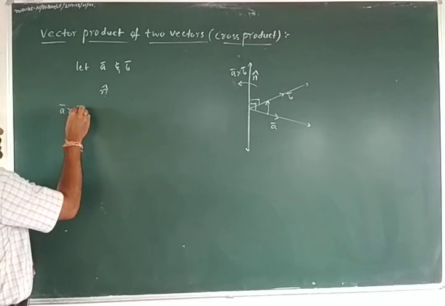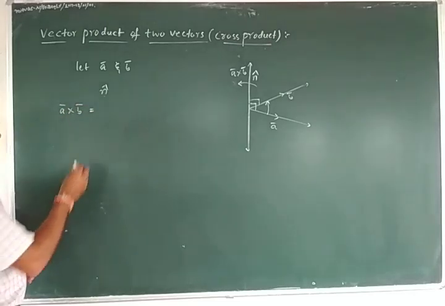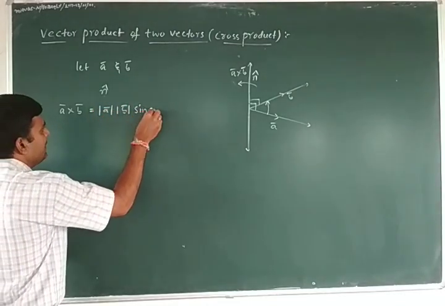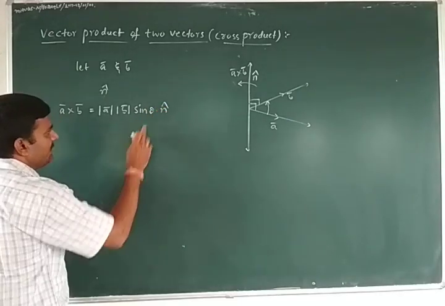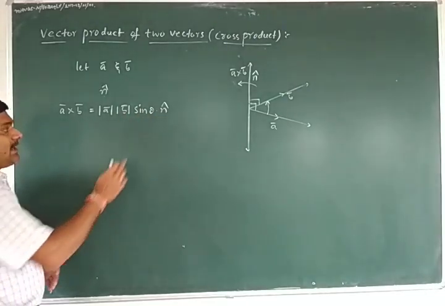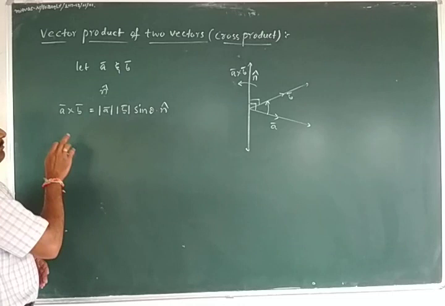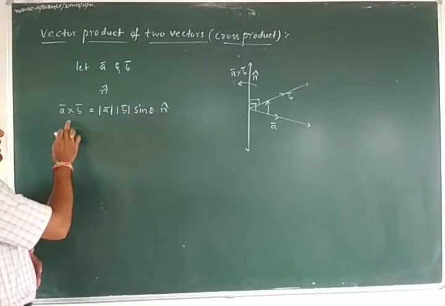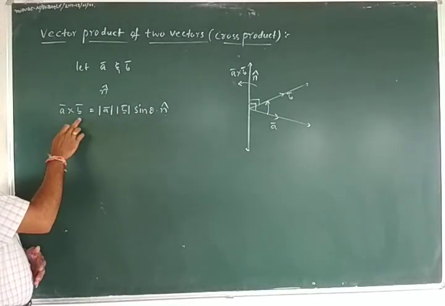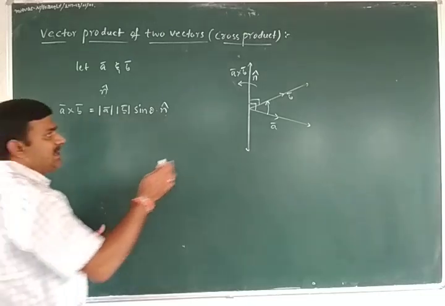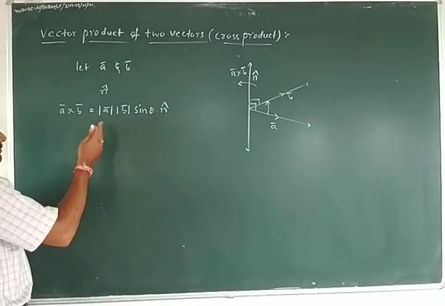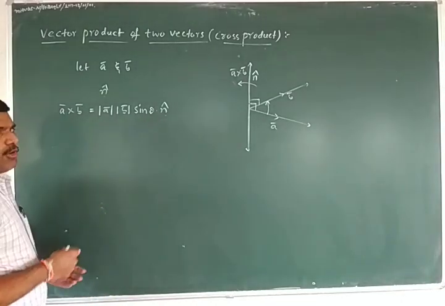A bar cross B bar is equal to mod A bar into mod B bar into sin theta into n cap. Here theta is the angle between A bar and B bar, and n cap is a unit vector perpendicular to both A bar and B bar, and these three vectors form the right-handed system. Now from this we derive some more properties.